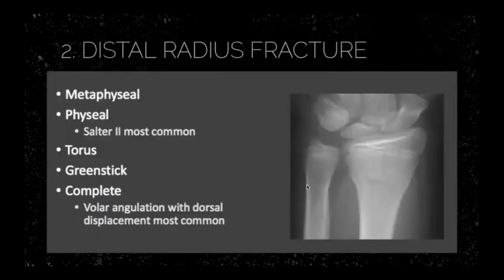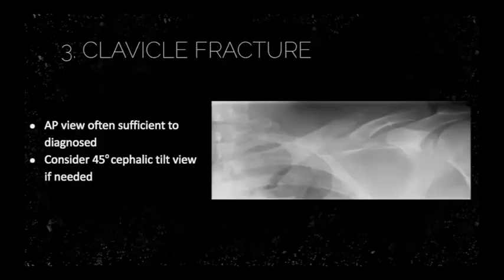All right, the next common fracture is the distal radius fracture. If you can see my previous slide, I did show quite a number of distal radius fractures, and this commonly occurs at the metaphysis. If there is physeal involvement, Salter-Harris 2 is most common, and this type of fracture can be either torus fracture, greenstick fracture, or complete fracture.